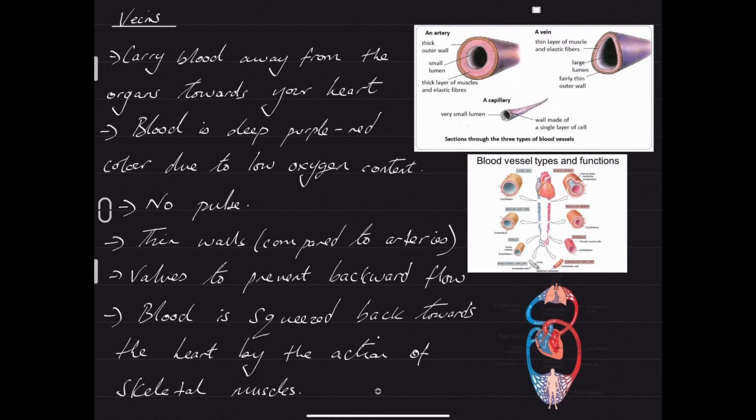Veins have thin walls in comparison to arteries, and they have valves inside them to prevent backward flow of blood. Blood is squeezed back towards the heart by the action of skeletal muscles. So I'm just going to now show you a simulation of how the veins are located close to or in between skeletal muscles to allow the blood to be squeezed back to the heart. Before we do that, can you take down these summary points for veins now?